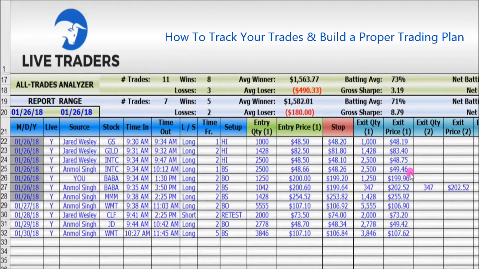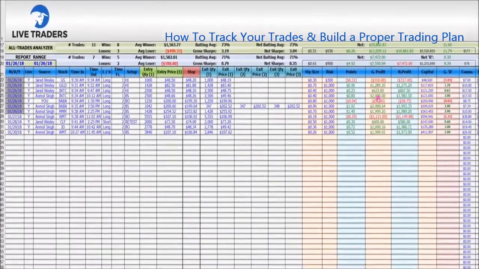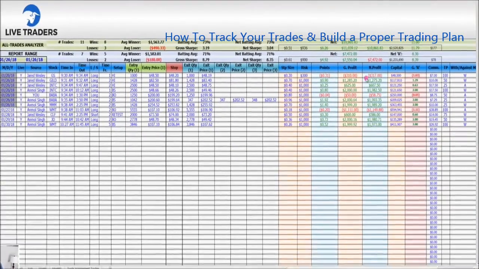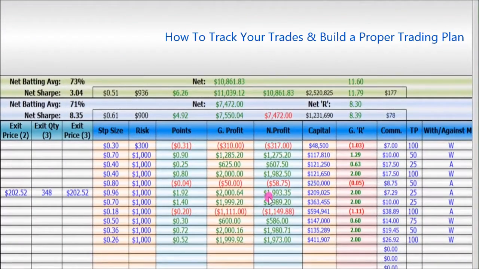Each one of these columns is going to help you become a better trader. All right. So when you look at this, here's exit 1, there's exit 2, there's exit 3, etc. Okay. It also tells you not just your gross profit, but your net profit. Why is that important? Well, this is what you take to the bank. Net is what goes to the bank. Tells you how much capital you use to take that trade. Why is that important? So you know what size account you might need to make that particular trade happen.